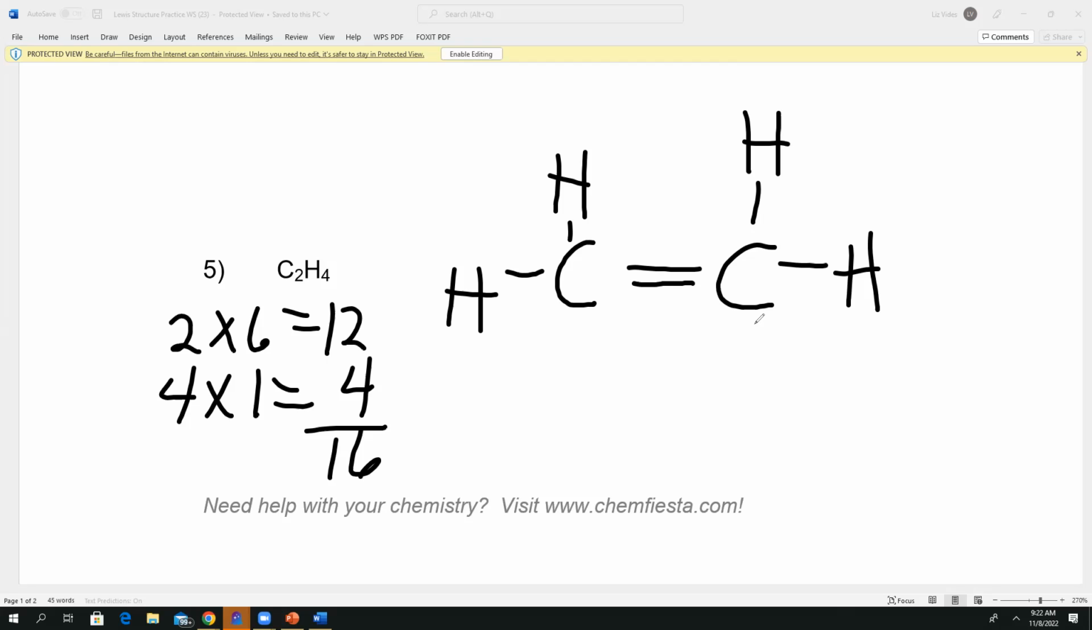Now carbon has 4 bonds. And have we used enough electrons? Let's see. 1, 2, 3, 4, 5, 6. Nope, we have not. Did I mess up something? Yes, I did. No wonder the math is not coming out. Sorry, I said 6. I was thinking oxygen. I don't know what I was doing.